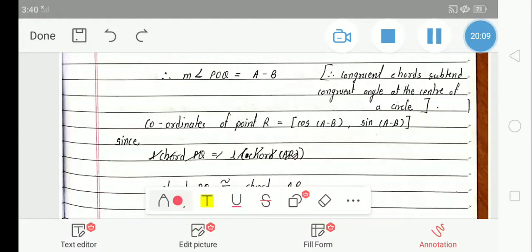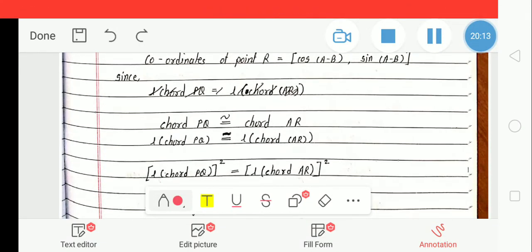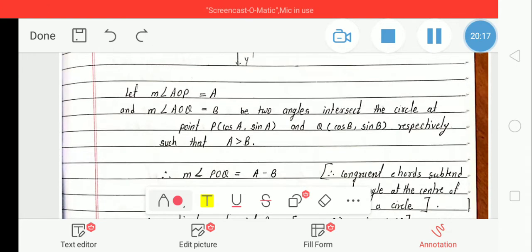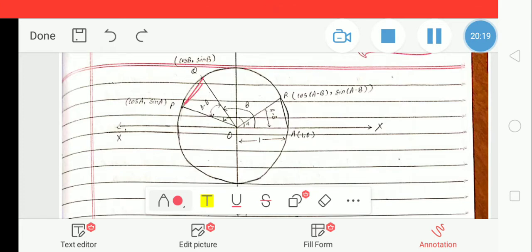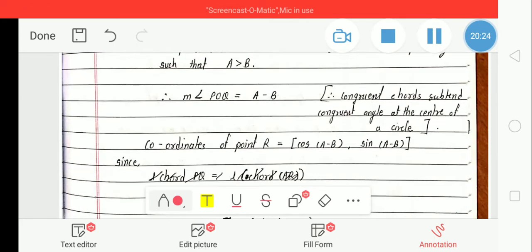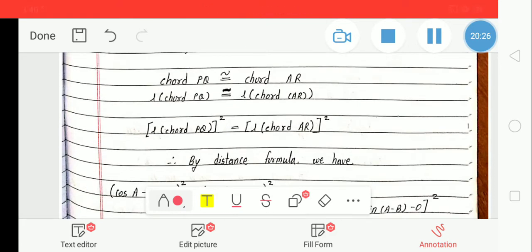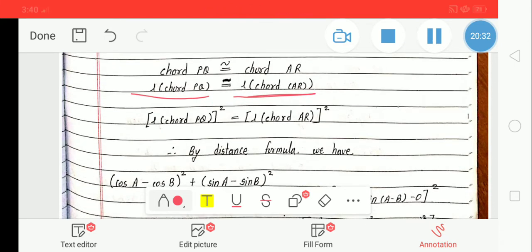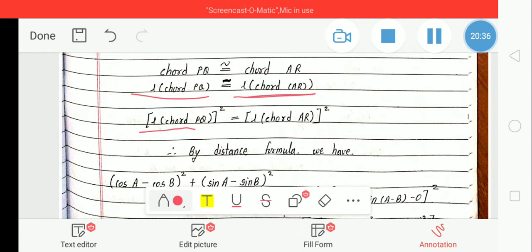Coordinate of point R is cos(A minus B), sin(A minus B). So chord PQ is similar to chord AR, so the length of chord PQ is equal to the length of chord AR. They are similar, so the lengths are also equal. Now we take the square of the lengths.